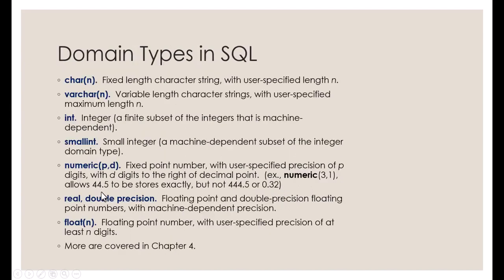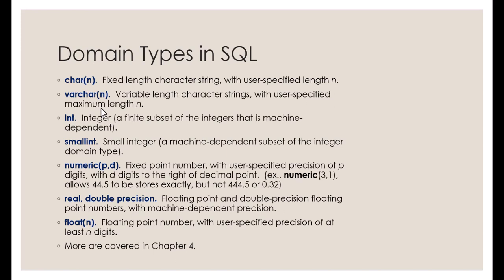We also have real, double precision, and floating number. You can also specify the precision, at least n digits. When you're choosing these numbers, make sure it's something that makes sense. For example, if it's someone's last name, you want to pick a small enough number where you don't take up too much space or waste it.